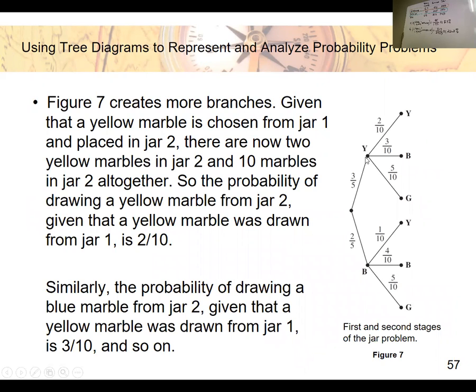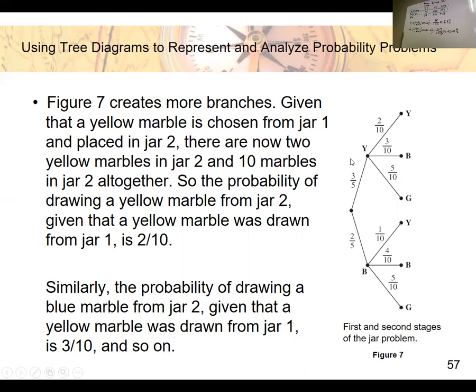Now you're given that the yellow marble is chosen from jar 1 and placed in jar 2. Now in jar 2, there was only one yellow marble. If a yellow marble is placed in jar 2, this time you've got 2 yellow marbles now. So the probability of getting a yellow marble is now 2 out of 10, because now instead of 9 marbles in jar 2, there are now 10. Everyone's okay with that.